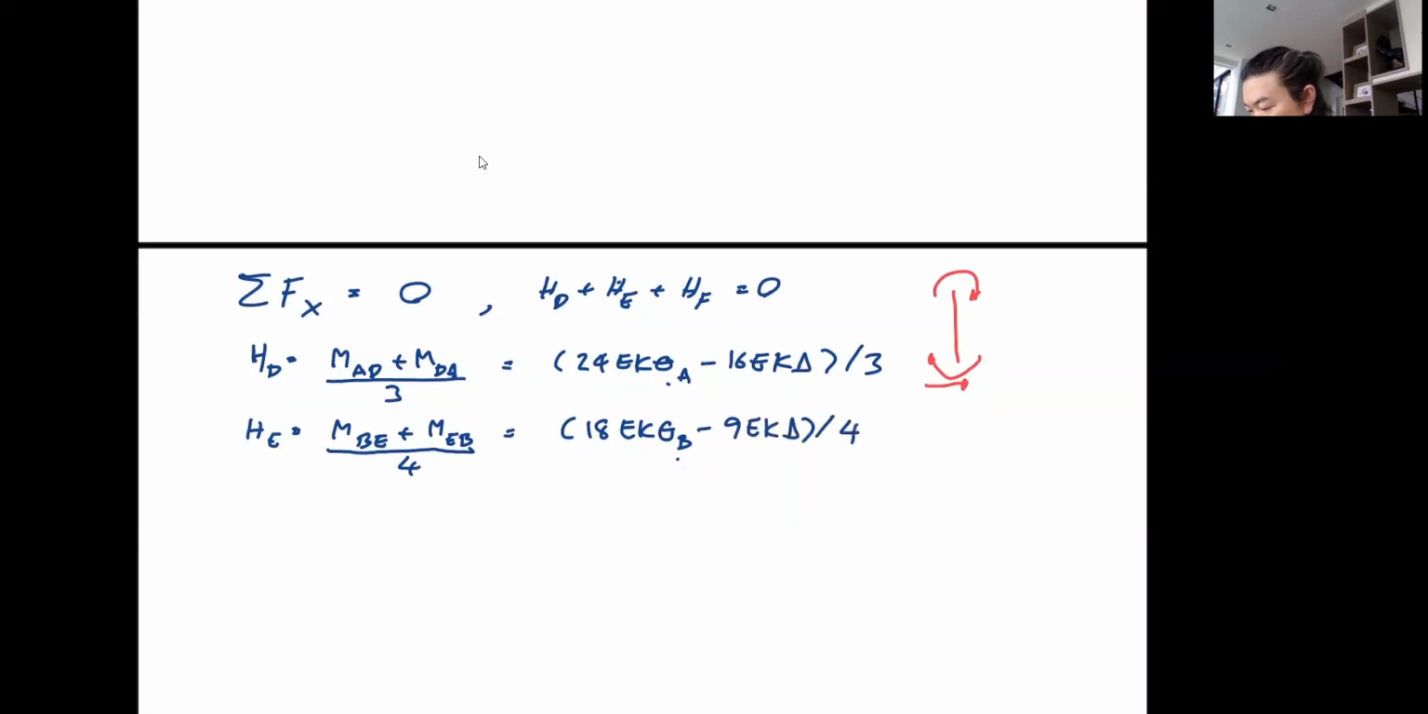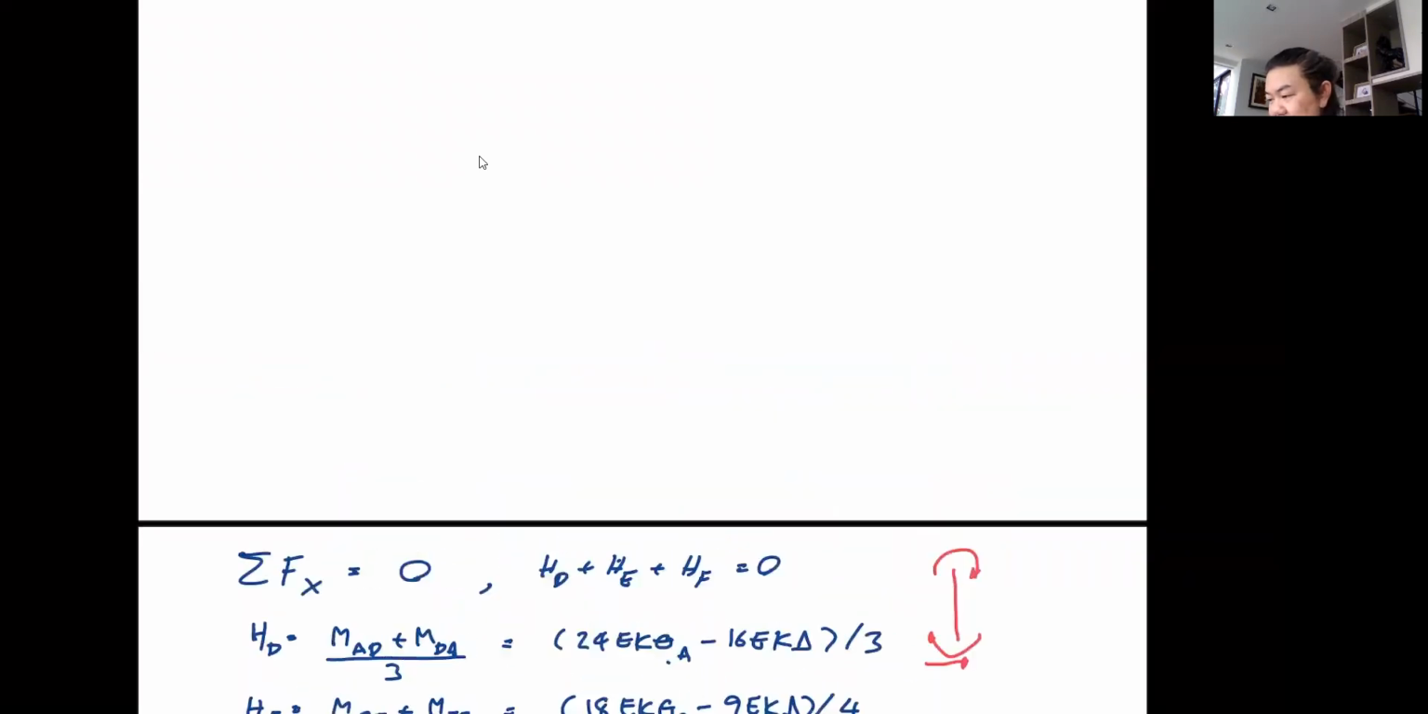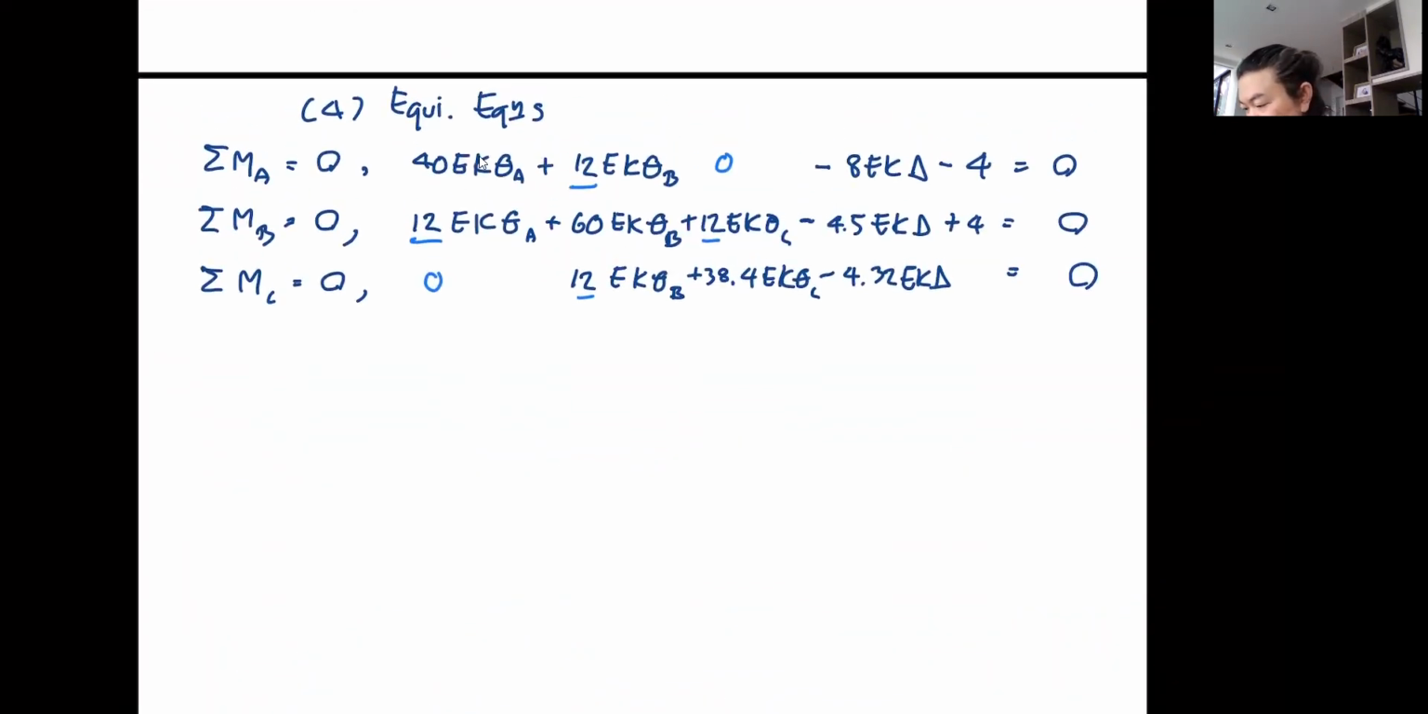Over 4. And HF is now MCF plus MFC divided by its length, which is 5. My handwriting is a little bit bad now. That is 21.6 EK zeta C minus, you know, that's 8.64, right? My handwriting is pretty awful in my notes as well. EK delta divided by 5. And you sum this up, all right? And what I have is going to be here, okay?